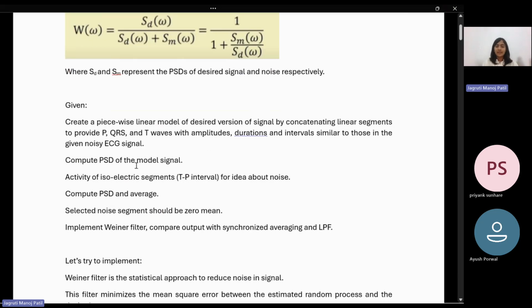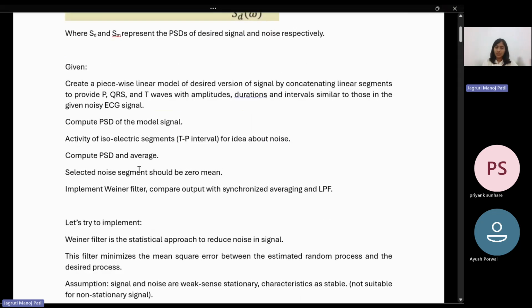Okay, so then they have asked us to find the PSD of the noisy signal, followed by seeing the activity of the isoelectric segments for an idea about the noise. You might have an idea of what the isoelectric segments are: the ones where we do not have any activity going on, and which can give us an intuitive idea about how the noise is fluctuating, because there we do not have any physiological process going on. That is how we define the isoelectric segment. Then we need to compute the PSD and the average, and then select the noise segment.